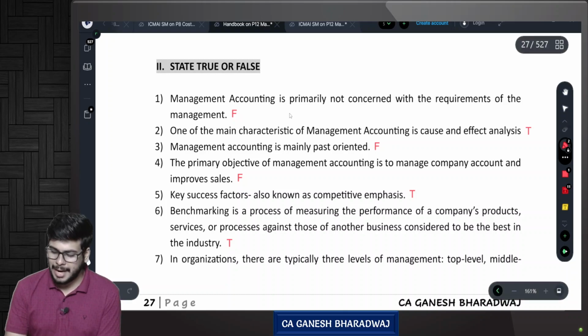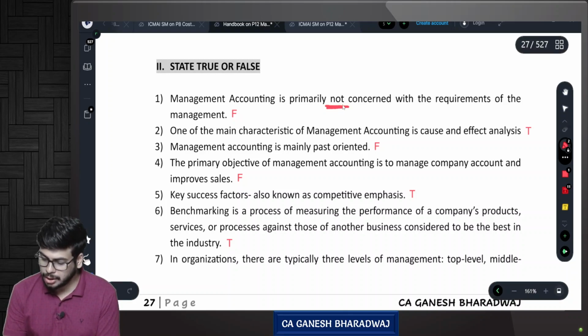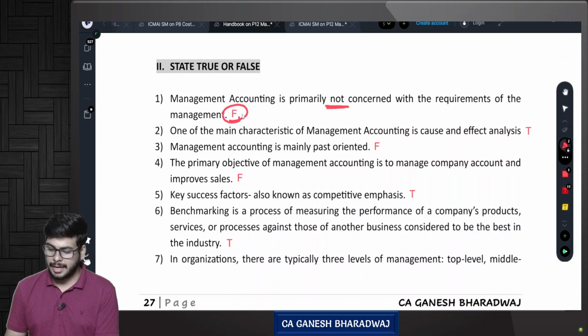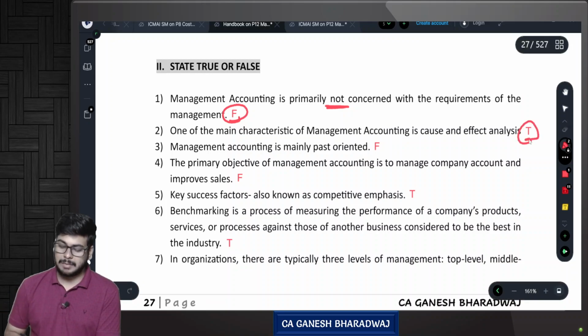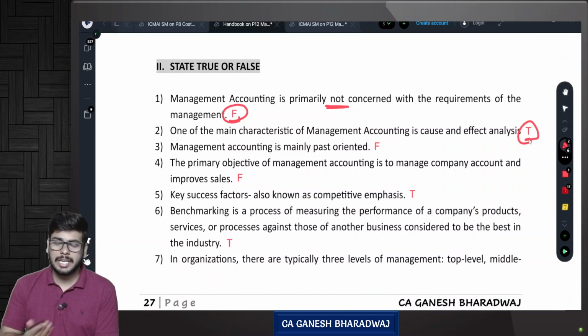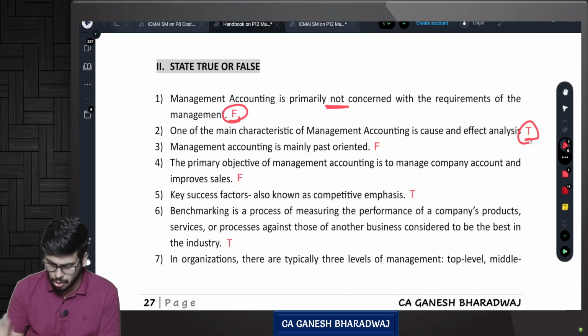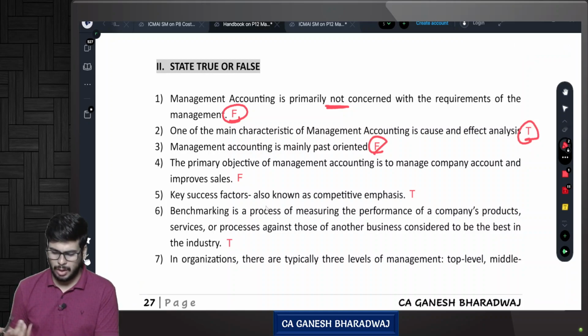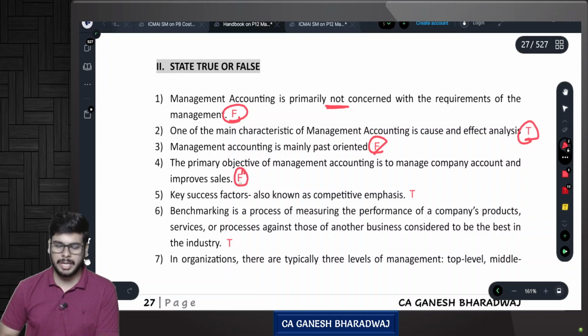True or false? Management accounting is primarily not concerned with the requirements of management. Absolutely, this is false. It is concerned with management only. One of the main characteristics of management accounting is the cause and effect analysis. Yes, true. Next, management accounting is mainly past oriented. Absolutely not. It also relies on past data, but it's future oriented only. So this statement is false. The primary objective of management accounting is to manage the company account and improve sales. No, it is about decision making and control.